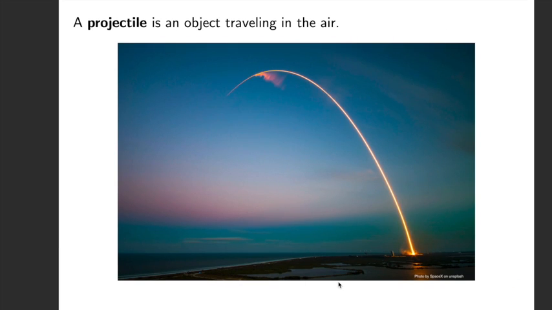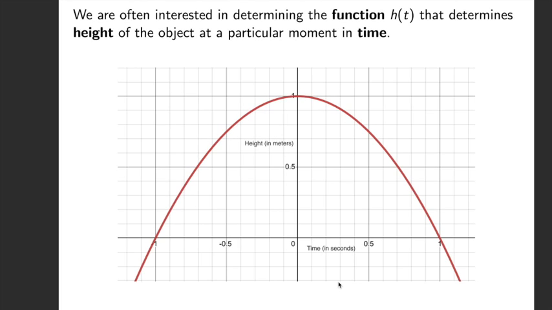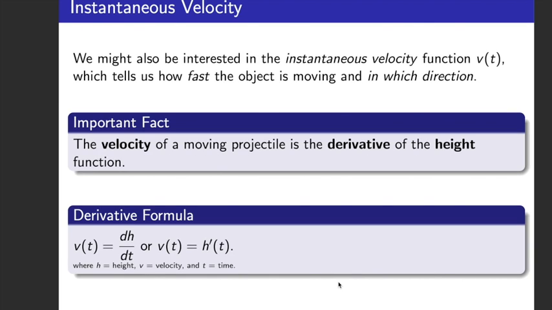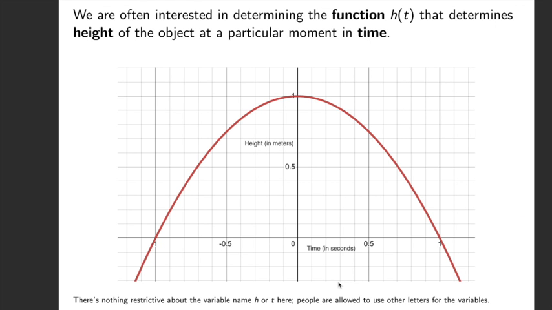A projectile is an object traveling in the air. We are often interested in determining the function h of t that determines the height of the object at a particular moment in time. There's nothing restrictive about the variable name h or t here. People are allowed to use other letters for the variables.